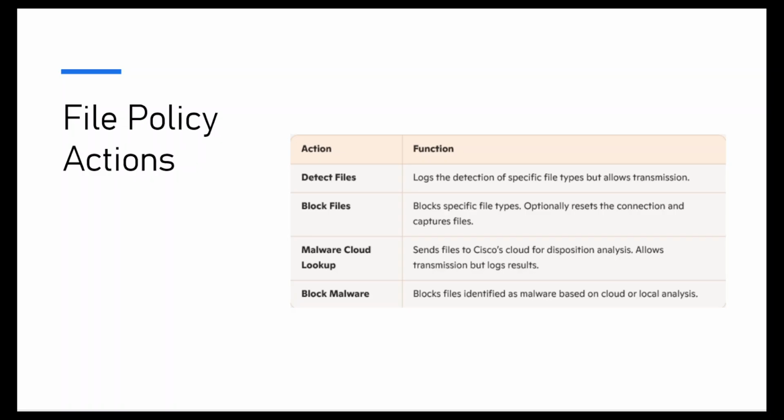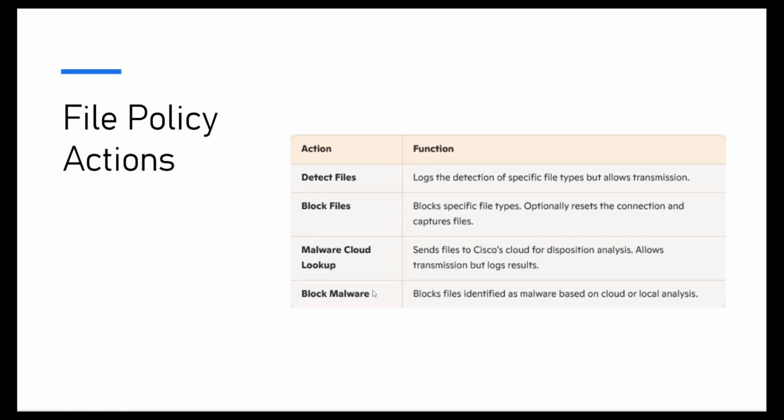Block malware. This action only blocks the file when it is malicious. If the file is found to be not malicious, it is allowed. It should be classified, or basically its disposition should be malware. Now, the first action and third action cannot block the files. Detect files will detect the file. Malware cloud lookup will detect the file and also perform the lookup on the file to decide its disposition. Block files will block all files irrespective of whether they are good or bad.